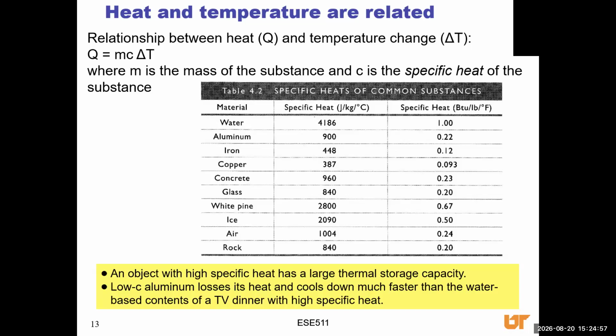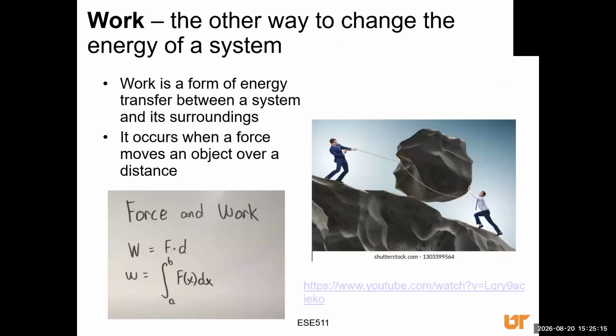This just shows you some specific heats for some different materials. And you can see, for example, water has a really high specific heat, but then metals usually have a much, much lower specific heat. And then things like concrete, glass, all those things are usually lower than what you have with water.